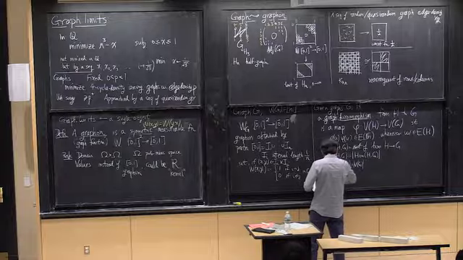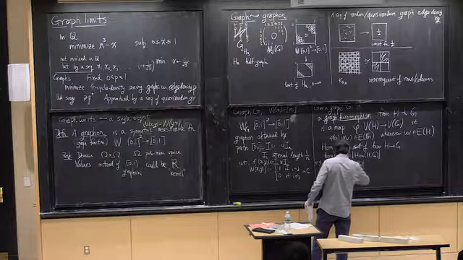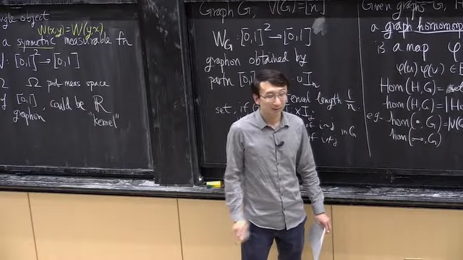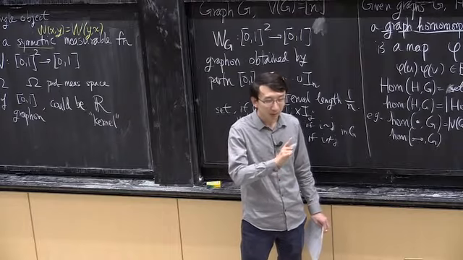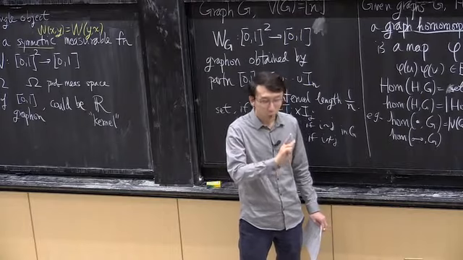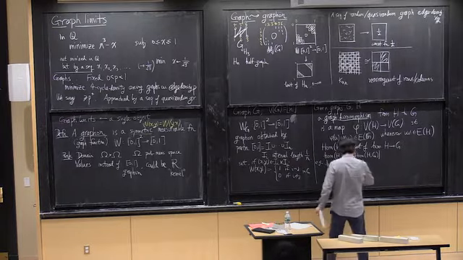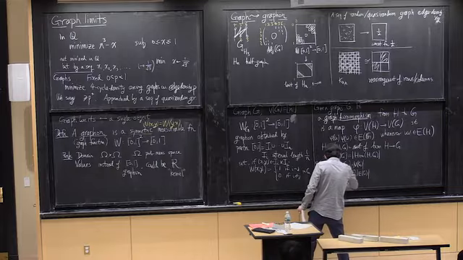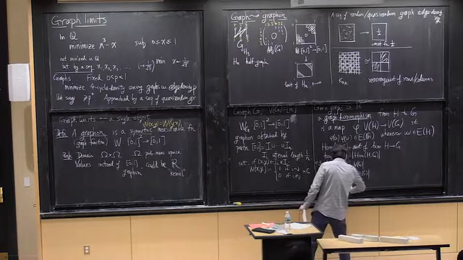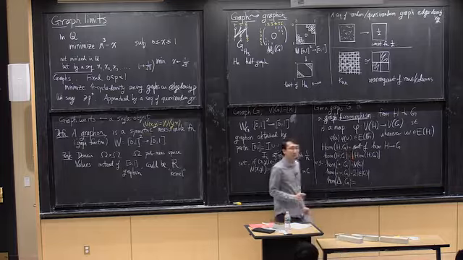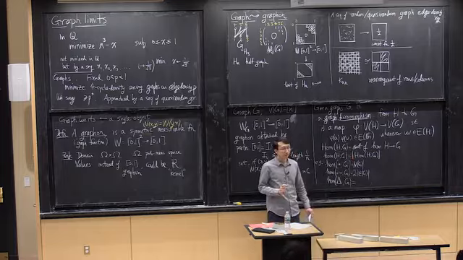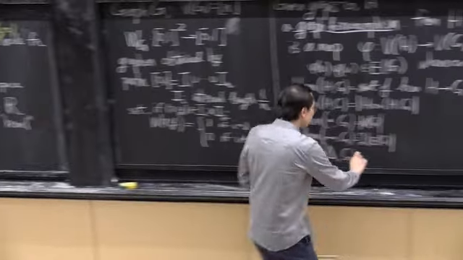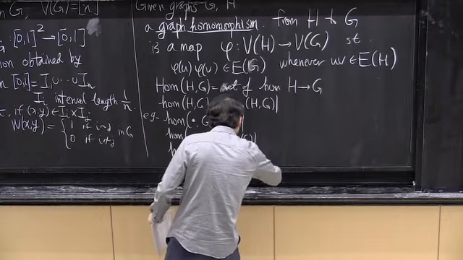Okay. What about homomorphisms from an edge to G? Not quite the number of edges, but twice the number of edges. Okay. What about the number of homomorphisms from a triangle to G? Okay, you get the idea. So it's 6 times the number of triangles.